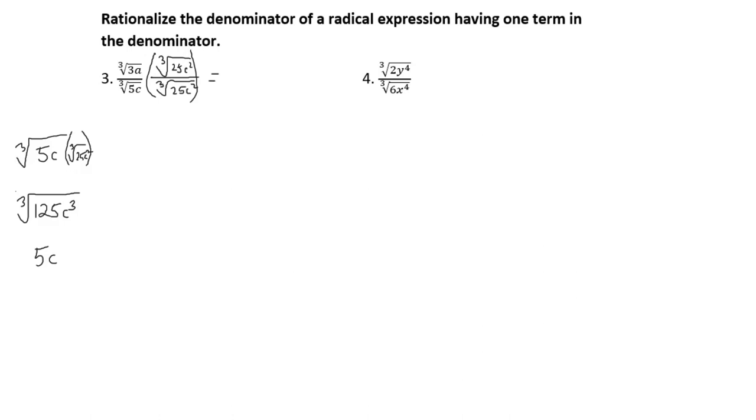So when we multiply that out, we get the cube root of 3 times 25, which is 75ac squared on top, and on bottom, that's the cube root of 125c cubed. So when we simplify that, on top, we have 75ac squared, because that's not going to simplify. And on bottom, we have our 5c. All right, let's look at another one.